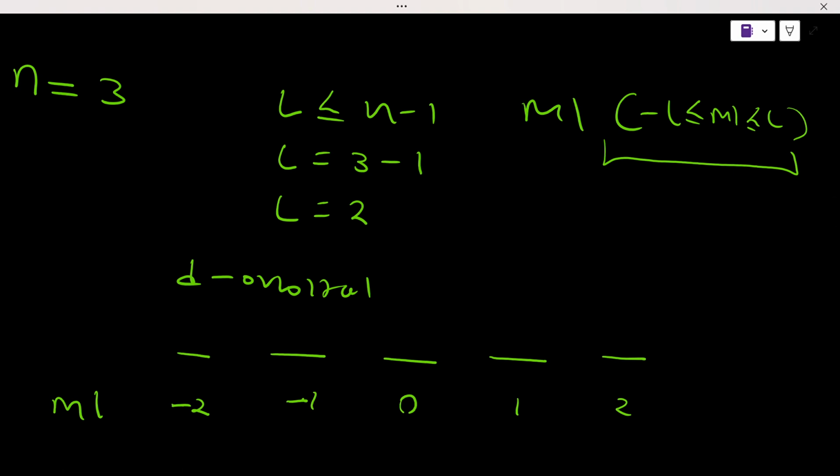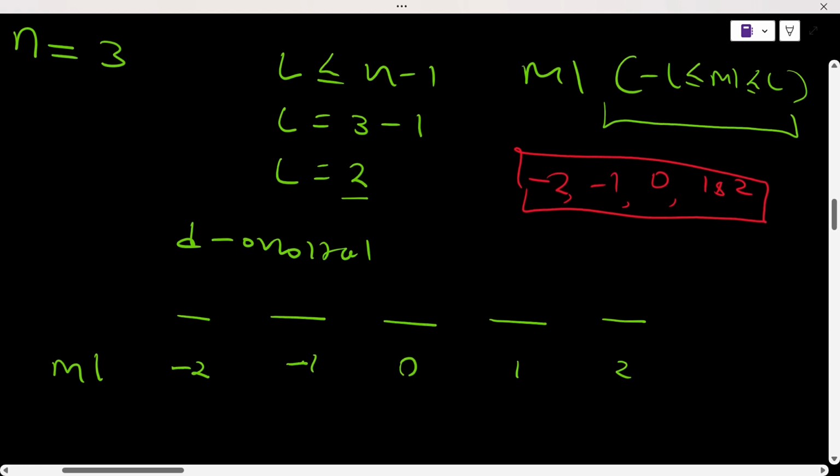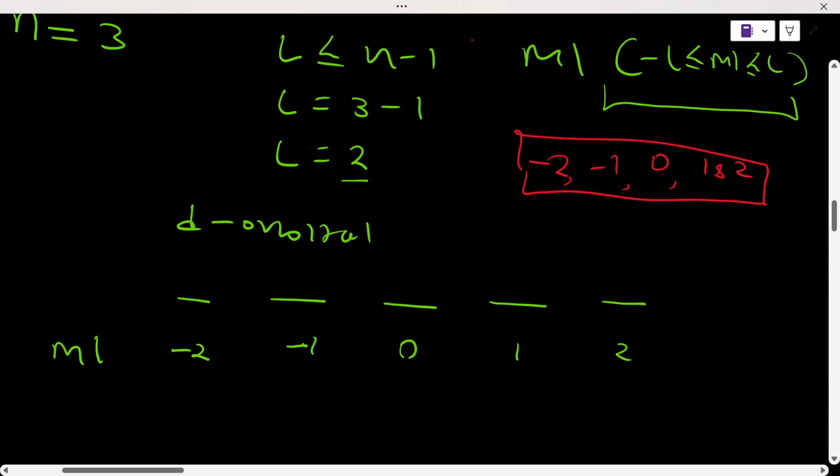Because the angular momentum number was 2, I'm supposed to be having 2 as my last value. So I'm going to have minus 2, minus 1, 0, 1, and 2 lastly. So these are the orbitals that I have within the d. When I have that, these are the places where electrons are going to be found.